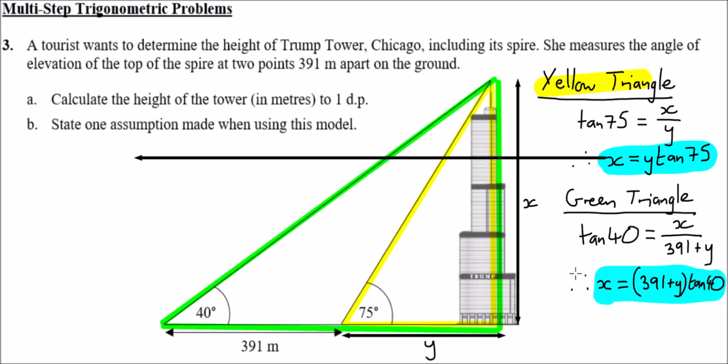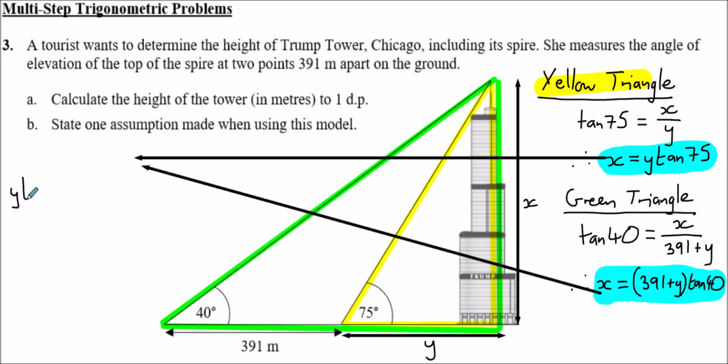So I'm going to put this here and this one over here. Because both of these expressions equal x, we can therefore say that y tan 75 must equal brackets 391 plus y, close brackets, tan 40. So we can now equate these two here. So I can now write y tan 75 equals 391 plus y, close brackets, tan 40.